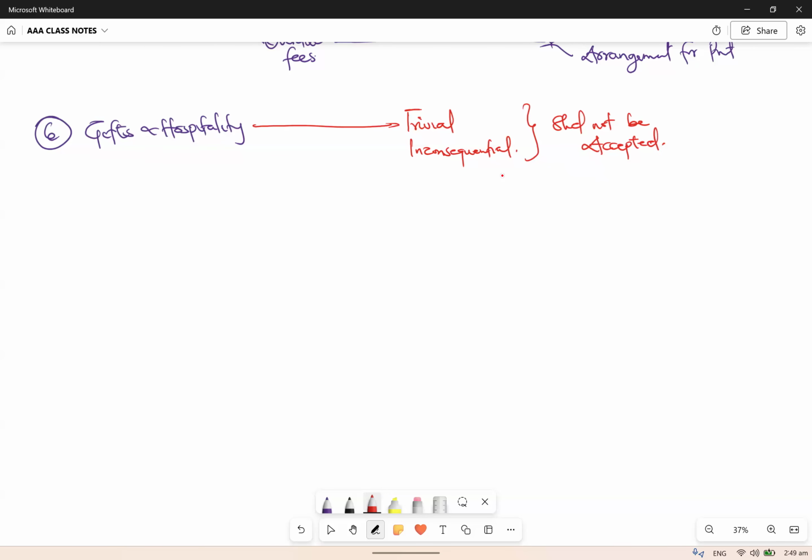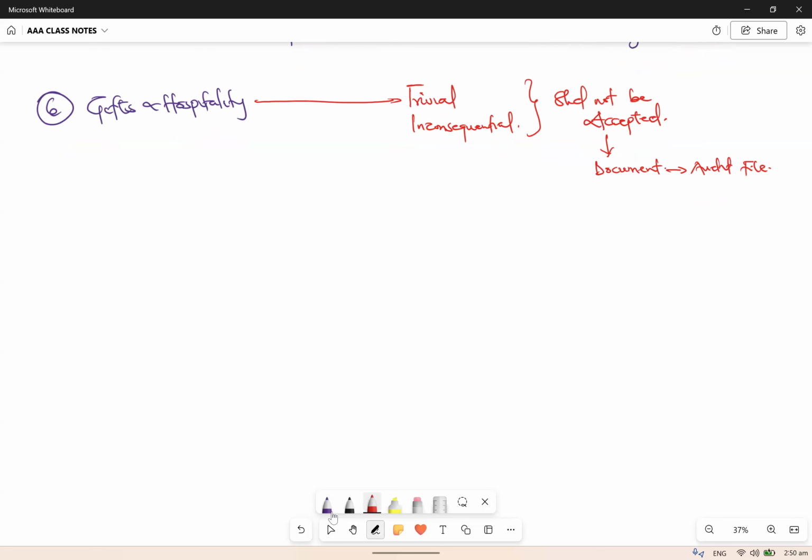So unless the thing is trivial or inconsequential, and even if you reject it, you must document that the person offered and you rejected, so that it will be on the audit file. All right. So that is that. Audit file. All right. That is it.